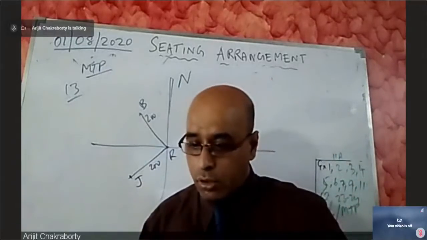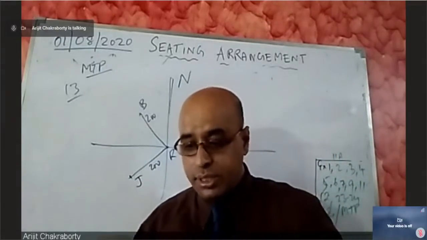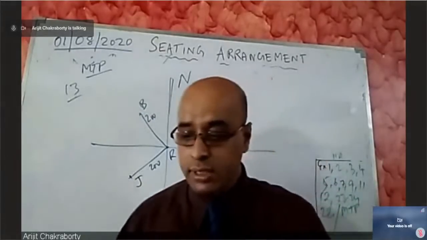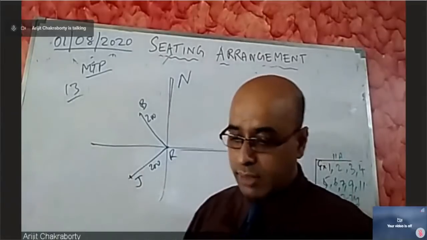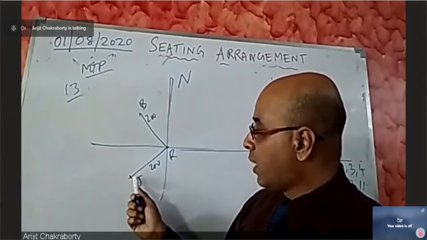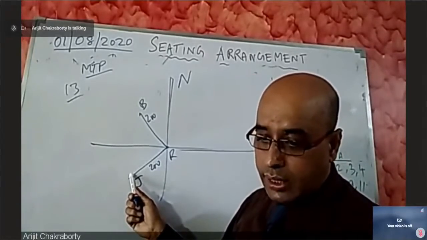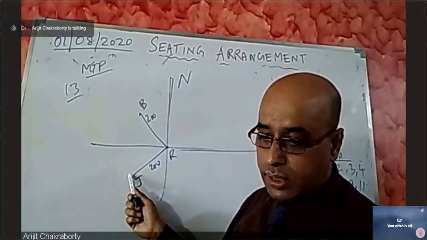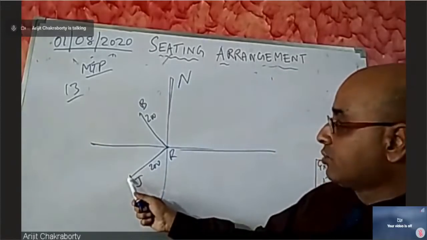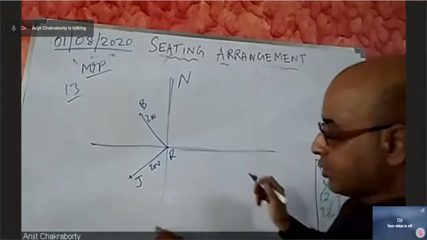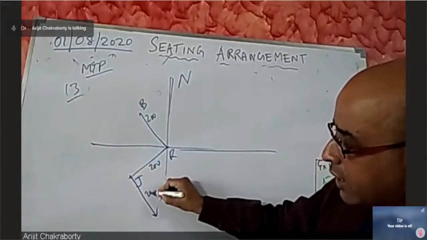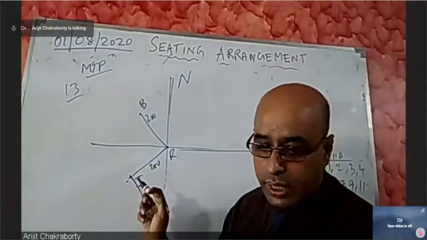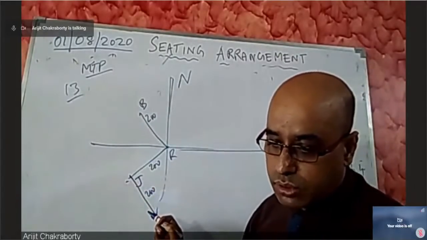Fine. Gopal is Joseph's neighbor and he stays 200 meters away in the southeast direction. South is this, east is this, so southeast is this side. So 200 meters from Joseph, we have Gopal's house.